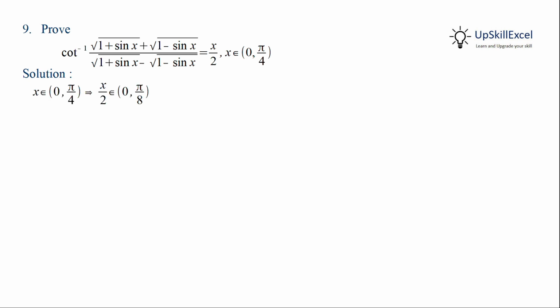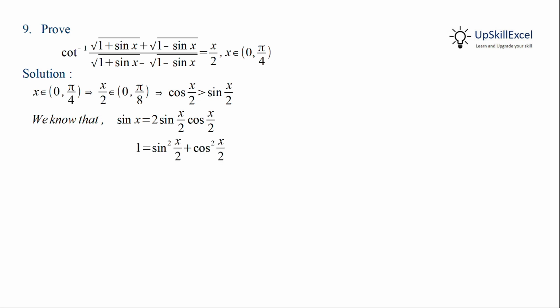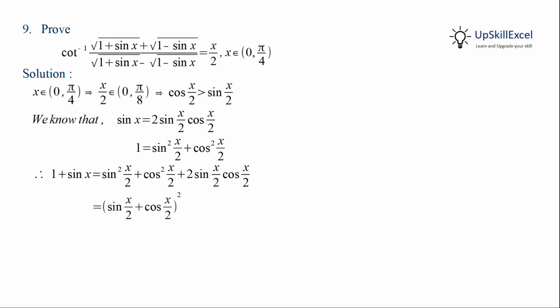and in this domain cos x by 2 is greater than sin x by 2. We know that sin x can be written as 2 sin x by 2 and cos x by 2, and 1 can be written as sin square x by 2 plus cos square x by 2. Substituting 1 and sin x, we can find 1 plus sin x. This becomes a perfect square. Now we can take the square root on both sides to get square root of 1 plus sin x is equal to sin x by 2 plus cos x by 2.